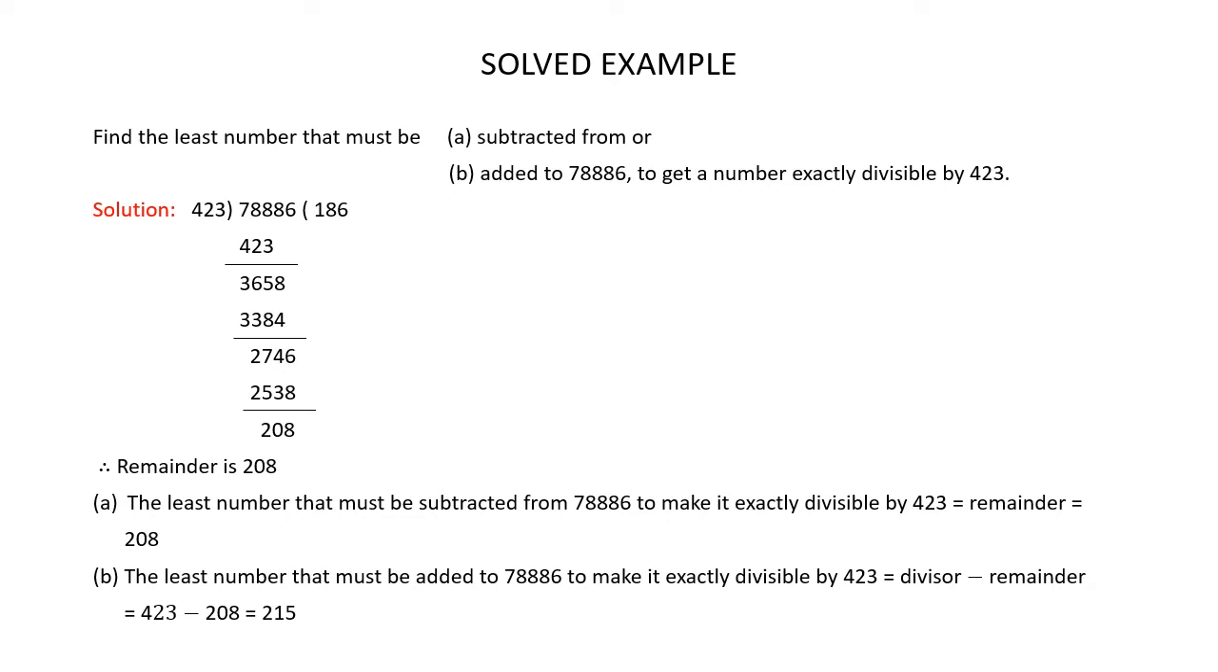Please understand this correctly. The least number that must be subtracted from the dividend or the given number to make it exactly divisible by the divisor is the remainder. The least number that must be added to the given number to make it exactly divisible by the divisor is divisor minus remainder.